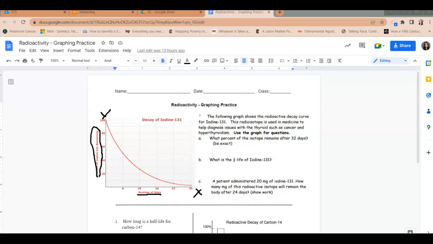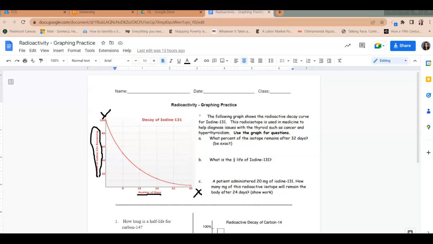Okay. So we're going to look at part A here. What percent of the isotope remains after 32 days? And we've got to be exact. I think what a lot of you are going to want to do is go to 32 days on the graph and read directly across. You're going to probably guess about 5%, which, if you're estimating, it's about 5%. But here we can actually be exact.